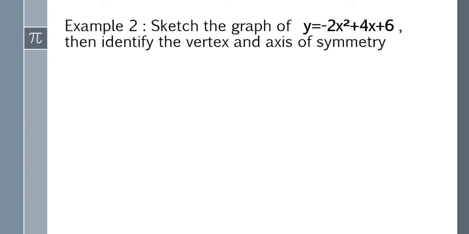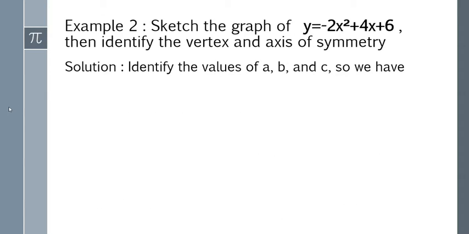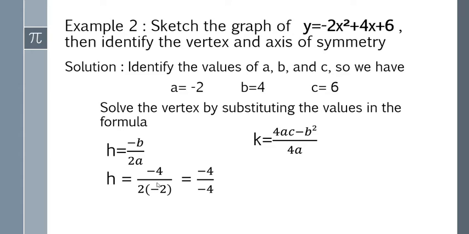Okay, example number 2. So, sketch the graph of y is equal to -2x squared plus 4x plus 6. Then, identify the vertex and axis of symmetry. Identify the values of a, b, and c. So, ang a natin -2, ang b natin ay 4, and c natin ay 6. Solve the vertex by substituting the values in the formula. So, ito yung formula. Substitute natin yung a and b.